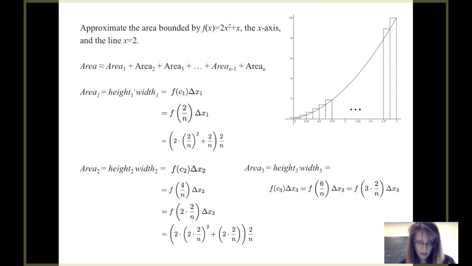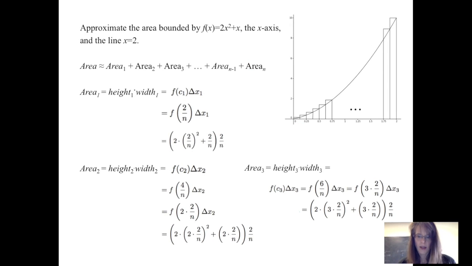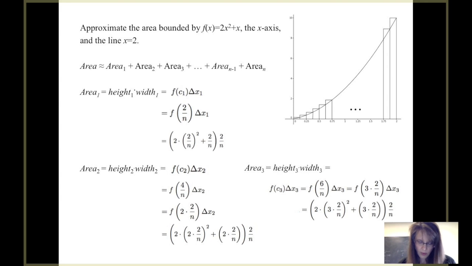So we're going to plug 6 over n into our function, or 3 times 2 over n into our function, multiply by our width, which is 2 over n, and we're going to see 2 times (3 times 2 over n) quantity squared, times 2. So this is 2 times x squared plus x times our width.